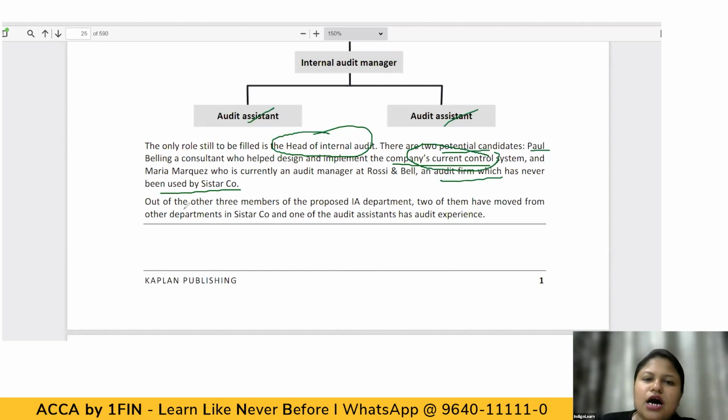Okay, then. Out of the other 3 members of the proposed IA department, 2 of them have moved from the other department in the sister company, and one of the audit assistants has audit experience. So that's quite good. Okay. Now, let us see the type of questions that you have here.